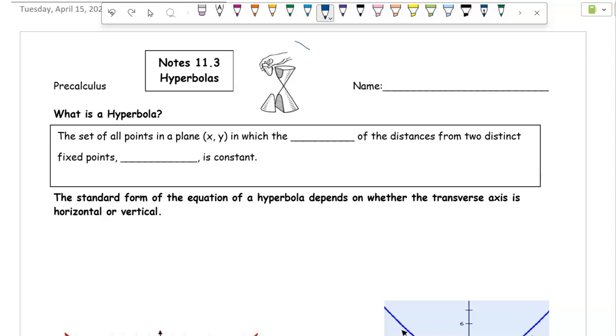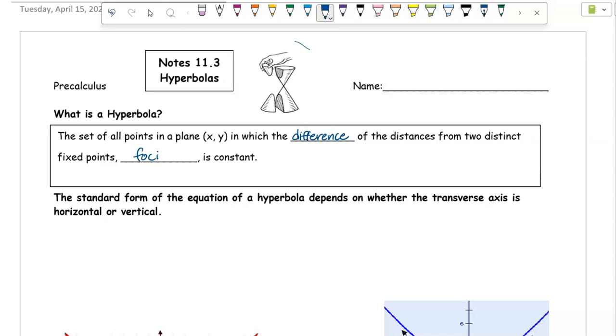So we always start with this locus definition, which is the set of all points in a plane. And then we have different constraints on it. For a hyperbola, it's the set of all points in the plane in which the difference of the distances. When we did the ellipse, it was the sum of the distances. So the difference of the distances from two distinct fixed points, the foci, is constant. So this one is slightly different.